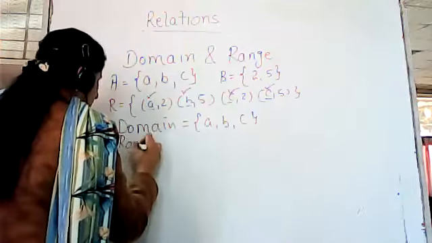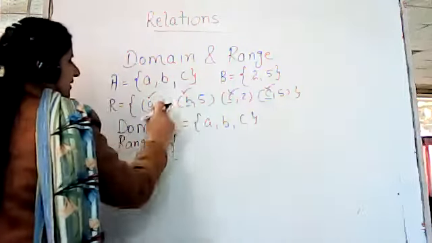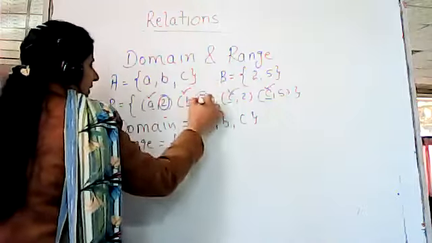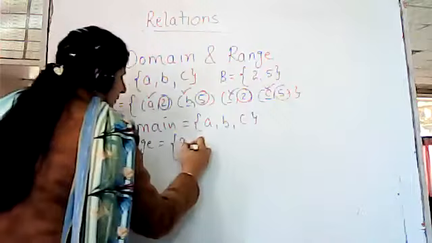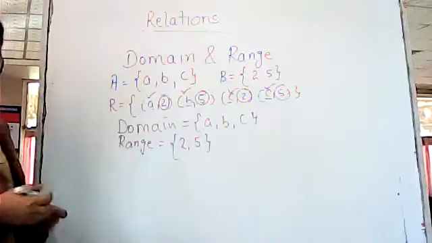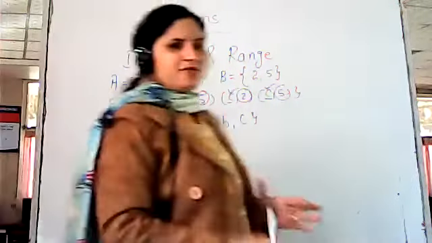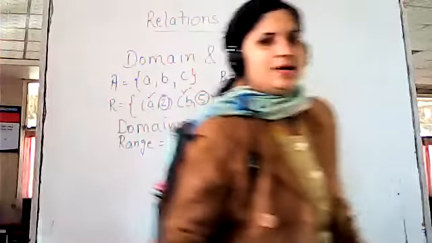And what about the range? Range is basically the elements which are placed at the second position. So what are the elements at second position in these ordered pairs? This is equal to {2, 5}. So this is the definition of domain and range.